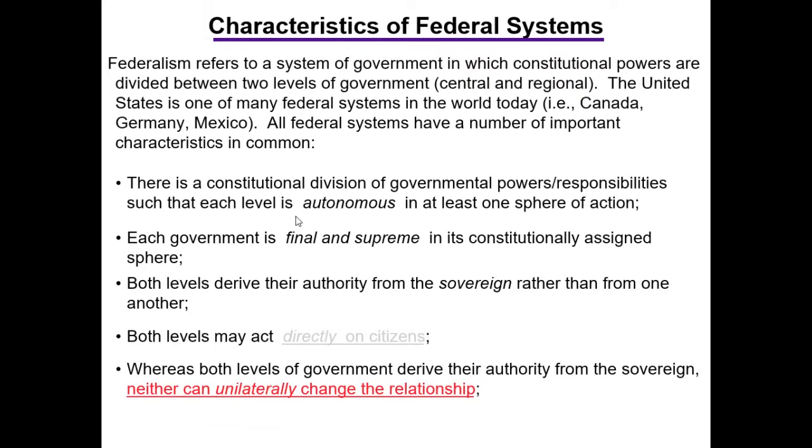But let's just play the hypothetical. Texas adopts this income tax. We know that it's final and supreme because it is within Texas's constitutionally assigned sphere. But as a result, it's not like Congress can say, you know what, we're just going to repeal the authority of Texas and all other states to adopt income taxes. They can't do that. The national government can't do that unilaterally.